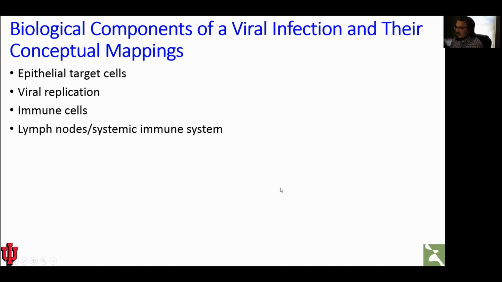And so we take these ideas and then we think to build a model, we have to take these relevant biological components and then we abstract them through some sort of conceptualization into mathematical objects. And so for our case, our 4 main general objects of interest are epithelial target cells, replication of the virus, internalization, and other associated events. Then there are immune cells, and then systemic immune system recruitment and response.